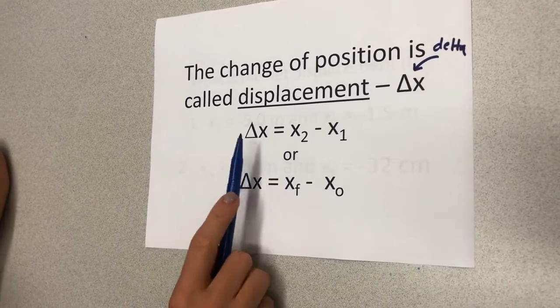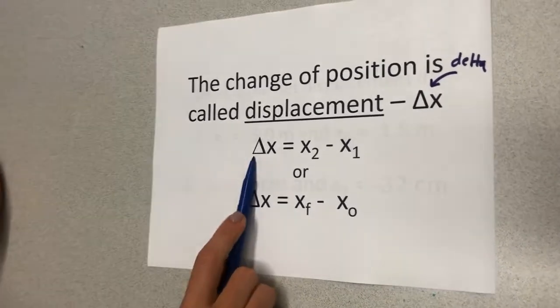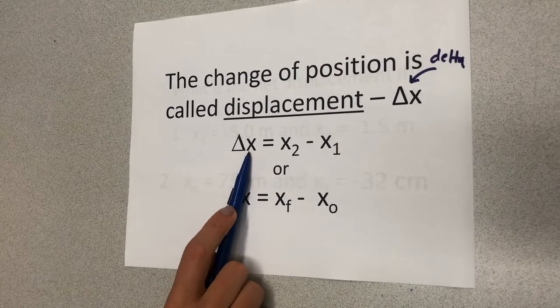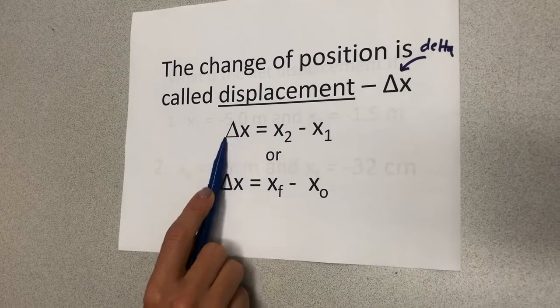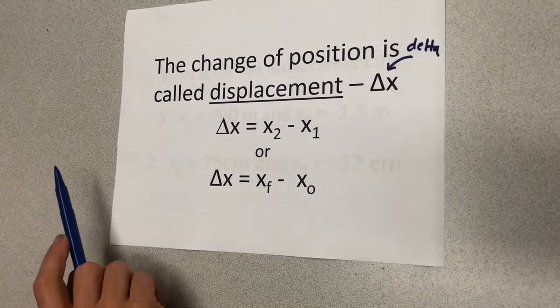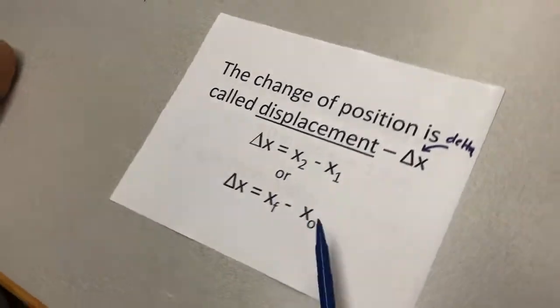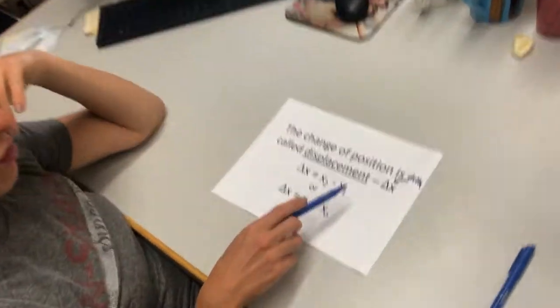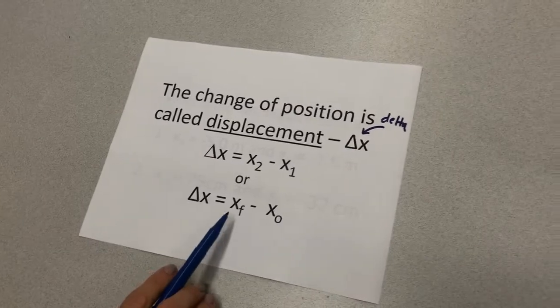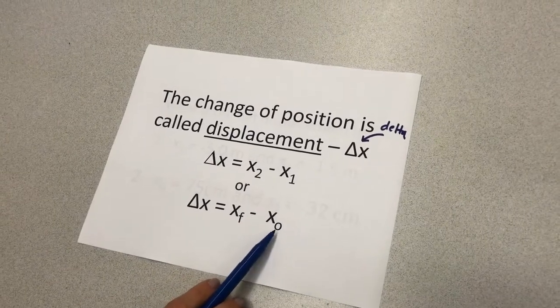And so let's take a look at what it's asking for. So change in position. X, this is one of our symbols for position. And the change in X, the change in position, is what we call displacement. All right, so let's take a look at these other numbers and symbols. So it says x2 minus x1, or xf minus x with this funky 0 thing.